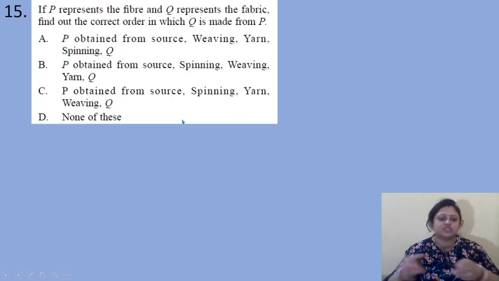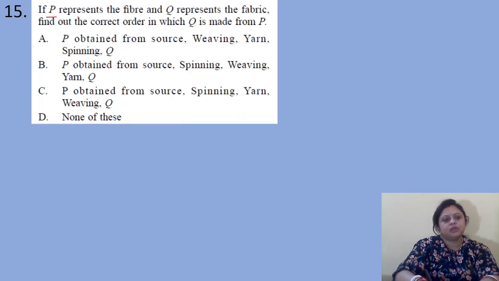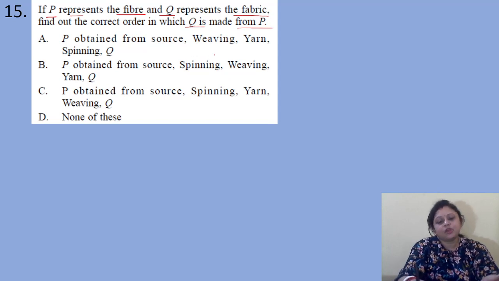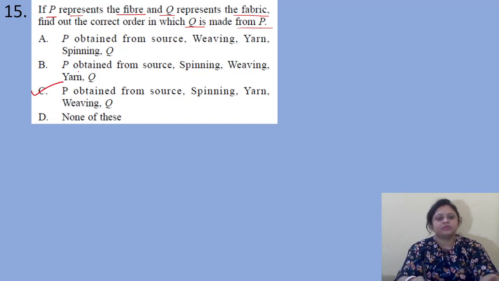Coming to the next question. If P represents the fiber and Q represents the fabric, find out the correct order in which Q is made from P. Options are: A, P obtained from source, weaving, yarn, spinning, Q. Option B, P obtained from source, spinning, weaving, yarn, Q. C, P obtained from source, spinning, yarn, weaving, Q. D, none of these.